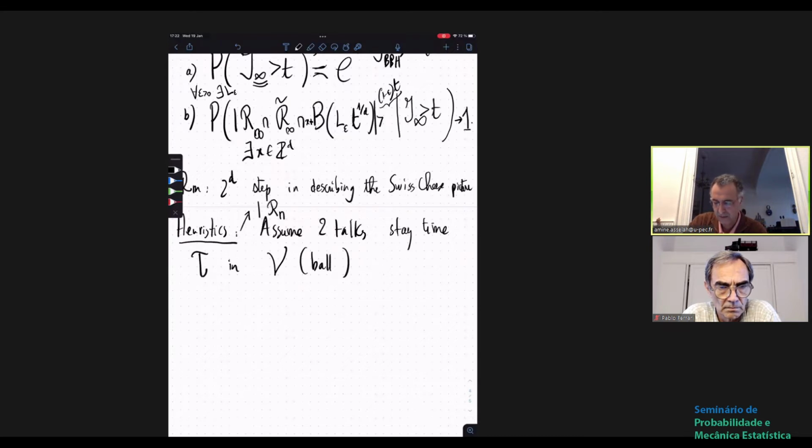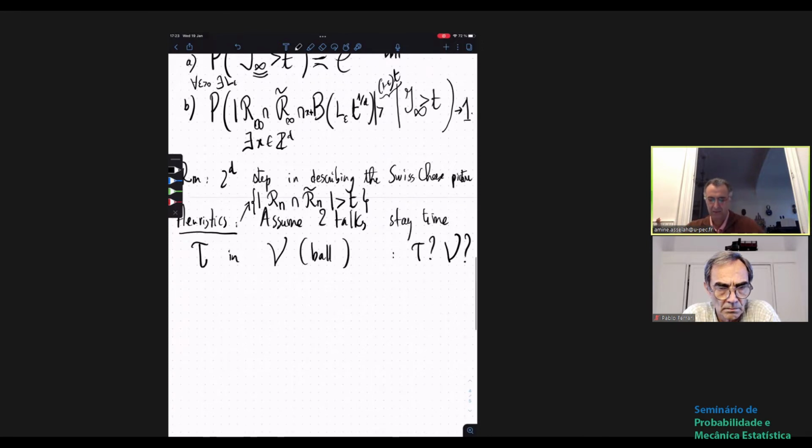So I'm looking really at R_n intersection of R̃_n bigger than t, and I'm assuming n large enough, and we will see how large it is. I want to find tau, and I want to find V, and explain how the Swiss cheese pops up right away.